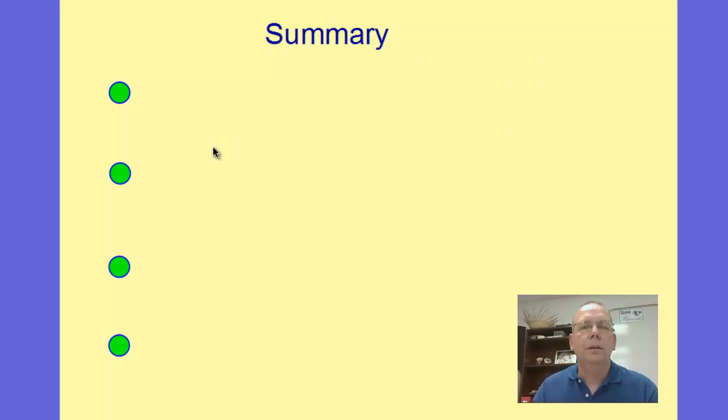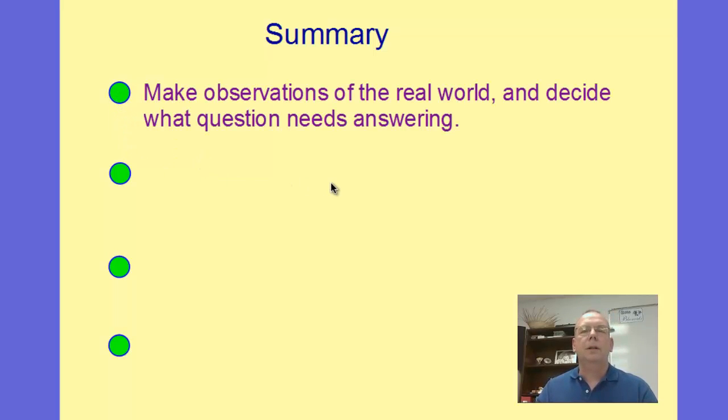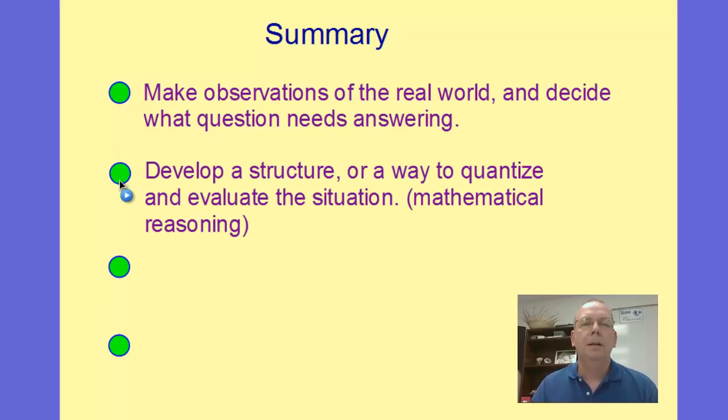I'm going to go ahead and throw this into this video here. We've had several short videos that we've looked at in our introductory series. And just to summarize, we make observations of the real world. We find situations that are interesting to us, and we decide the questions that we want to ask and the things that we think we need to find the answers to, and we investigate those, and that's what physics is about. And so we develop some structure or way to quantize a situation so that we can evaluate it, and that's the mathematical reasoning. We formulate some kind of mathematical problem.